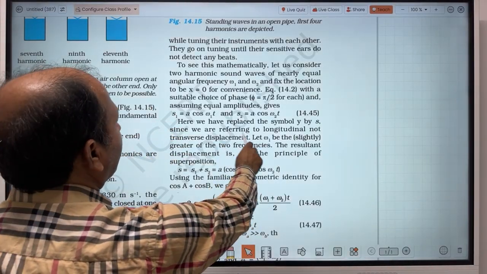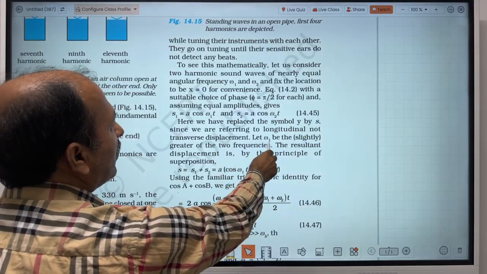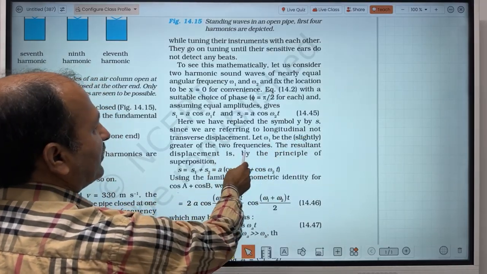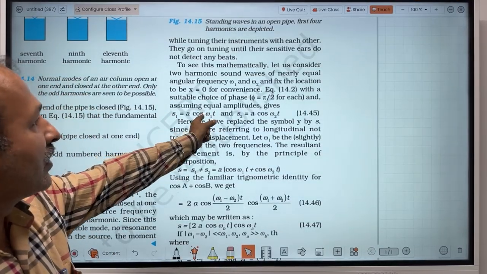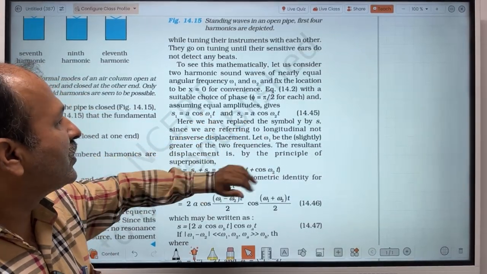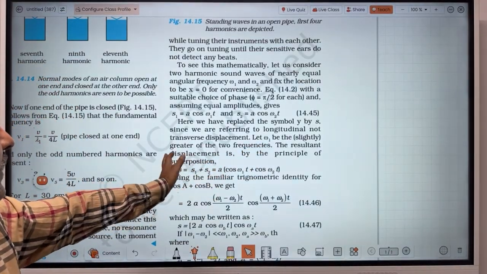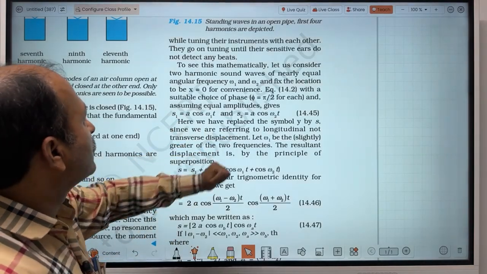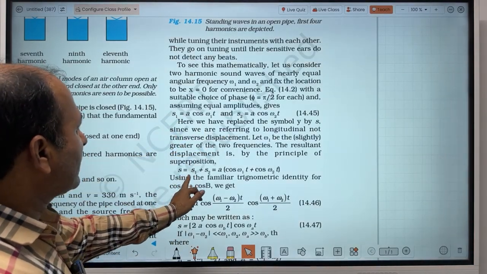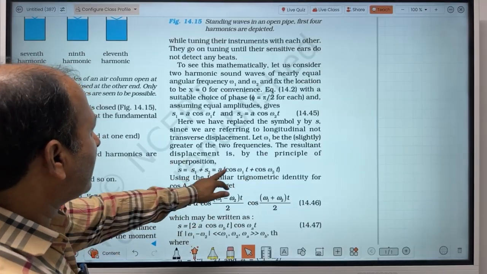Now, since we are referring to longitudinal, not transverse, displacement, let omega 1 be the slightly greater of the two frequencies. So there are two frequencies, omega 1 and omega 2, and we are assuming that omega 1 is slightly greater than omega 2. The resultant displacement, by the principle of superposition, we can add the two, S1 and S2. So S equal to S1 plus S2, which is A times cos omega 1 t plus cos omega 2 t.